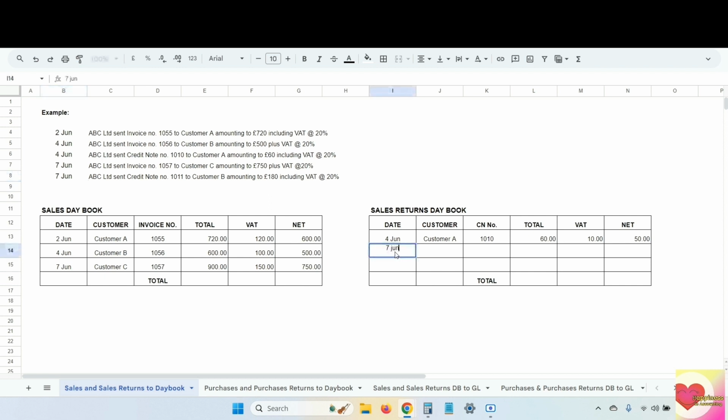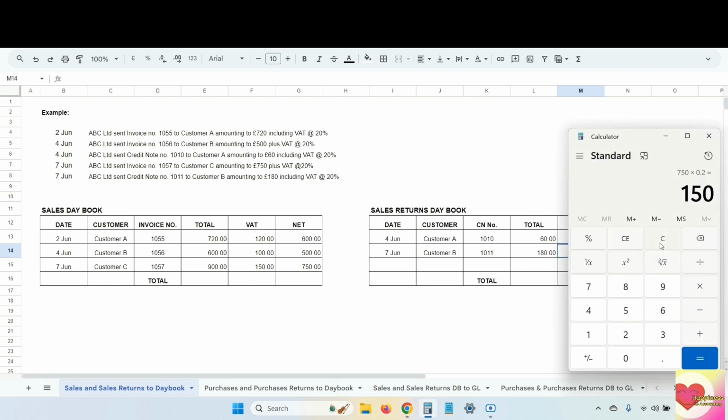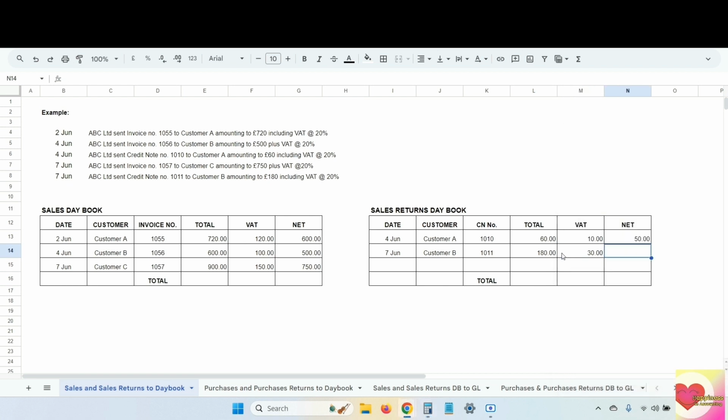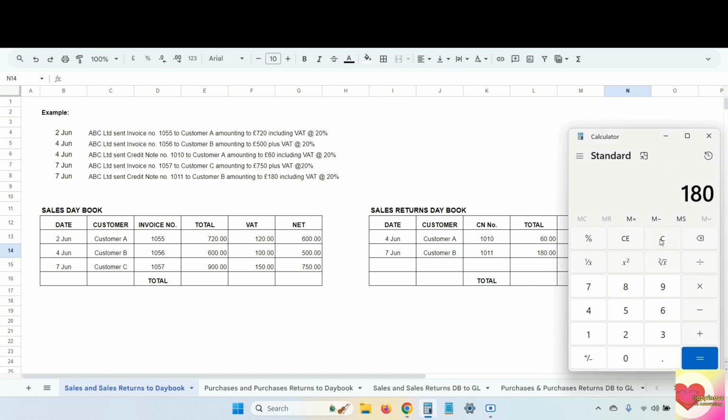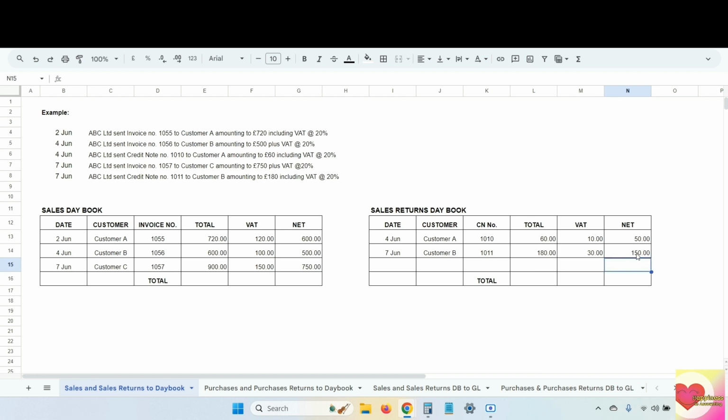Let's enter the details like date, customer name, and credit note number. Let's enter 180 to our total column. Let's get the VAT amount from the total amount 180 divided by 6. We got 30. And then let's get the net amount from the total amount 180 divided by 120% or 1.2. We got 150 for the net amount. Again, let's double check by adding VAT and net amount. We should get the total amount.